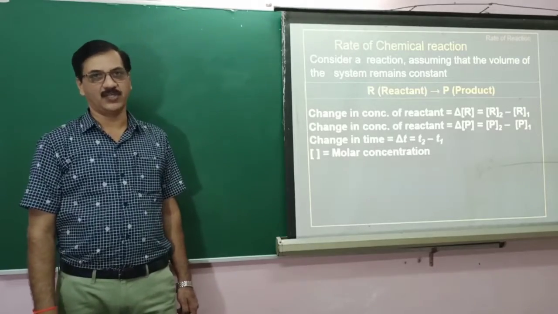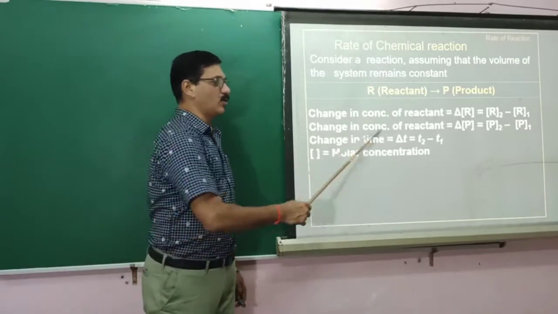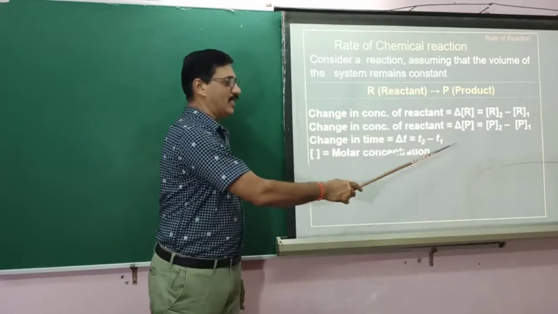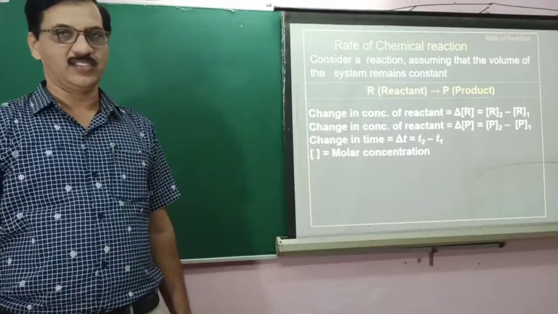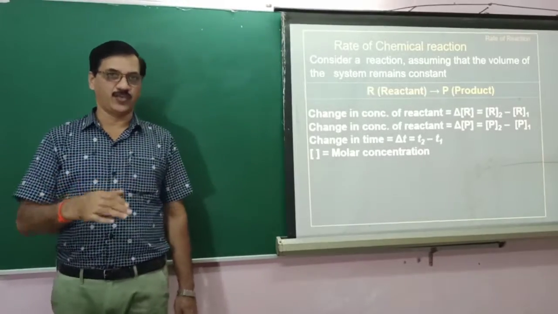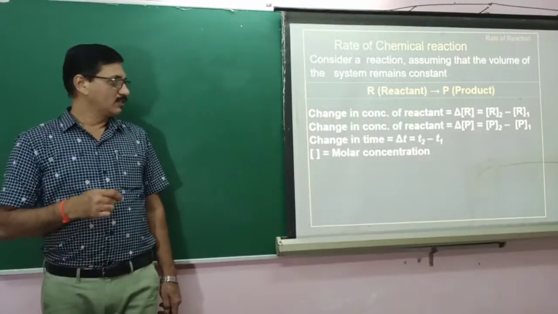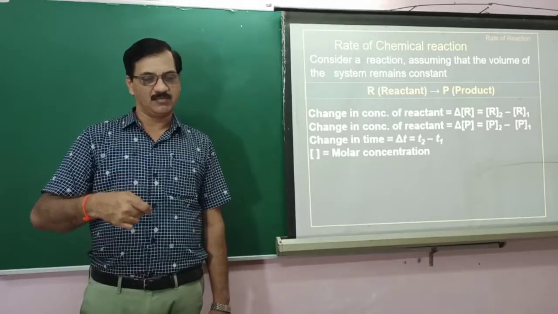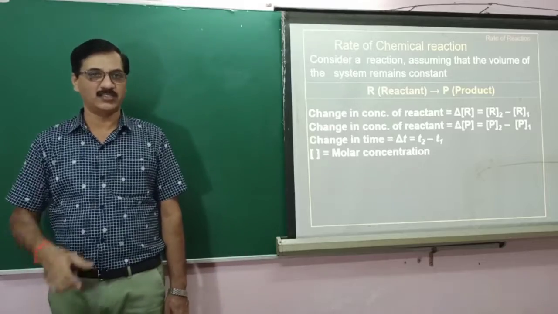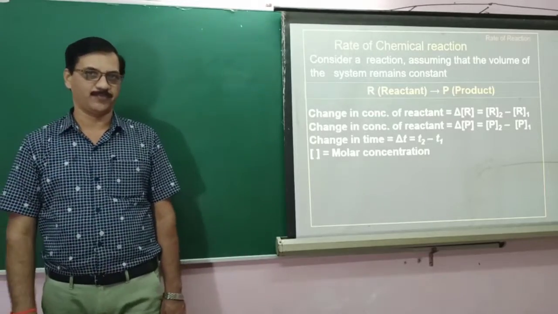This is the change in concentration of the reactant. Similarly, the change in concentration of the product is denoted as delta P. This is equal to P2 minus P1. Final minus initial is the usual way of taking the change. Change in time is again T2 minus T1, final time minus initial time.